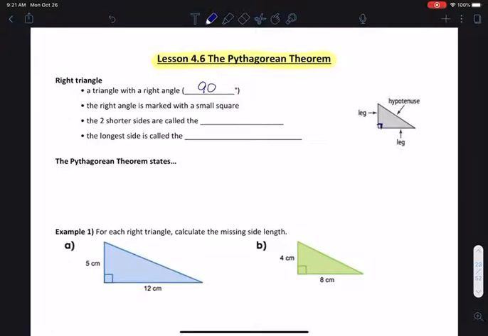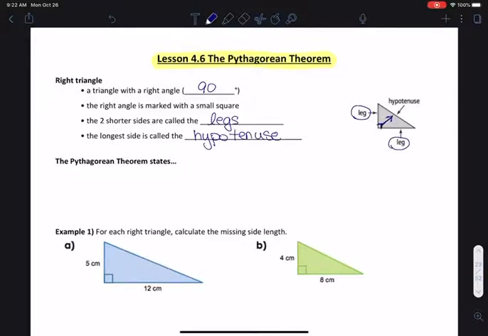And the two shorter sides are called the legs. You can see the legs in the diagram here. There's a leg and there's a leg. And the longest side is called the hypotenuse, and it's opposite from the right angle. So that's called the hypotenuse. It's always opposite from the right angle.